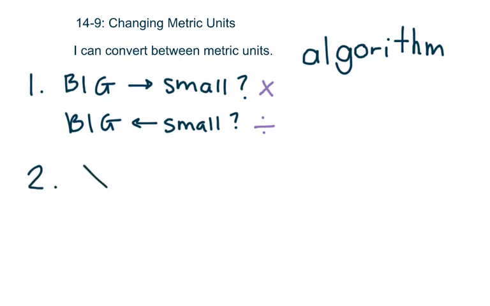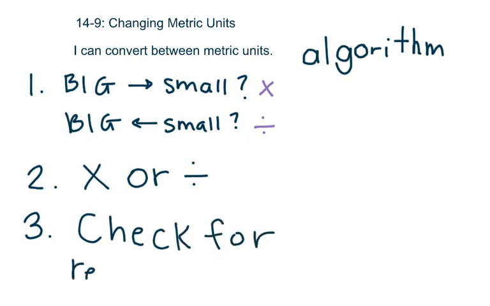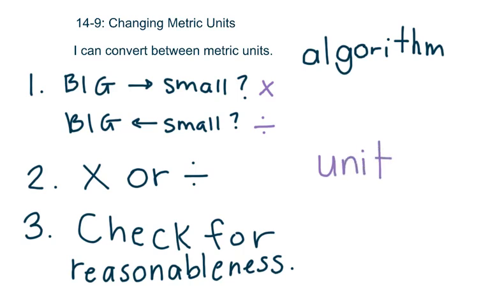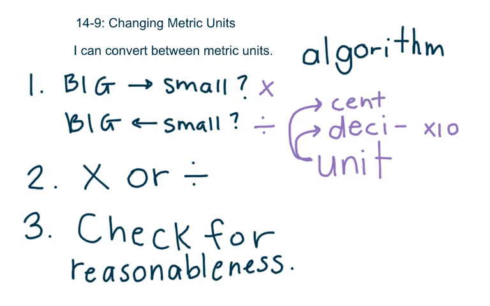Then, our second step is to actually do the multiplying or dividing. And then last but not least, we need to check for reasonableness by checking our work. The last thing that we need to think about is how the different prefixes connect to one another. So, for instance, if I start with a unit and I want to convert it into deci, it would be times 10. If I want to change it to centi, it would be times 100. If I want to change it into milli, it would be times 1,000.